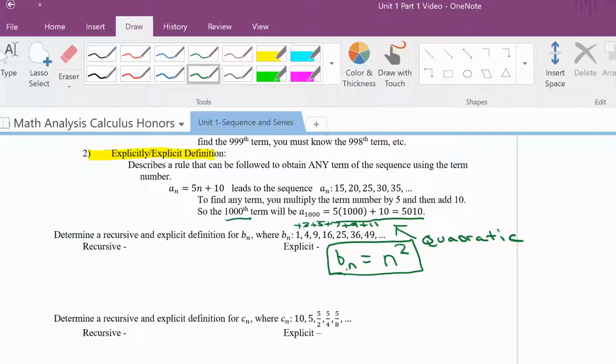For recursive, I have to figure out how I go from one term to the next. And I can't just say add 3, 5, 7, 9. No, it has to be consistent. And since it is a consistent sum, it's probably going to be a quadratic. So I know the first term is 1.